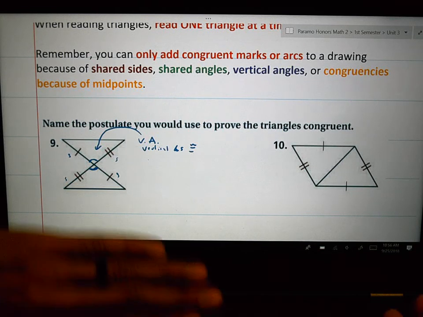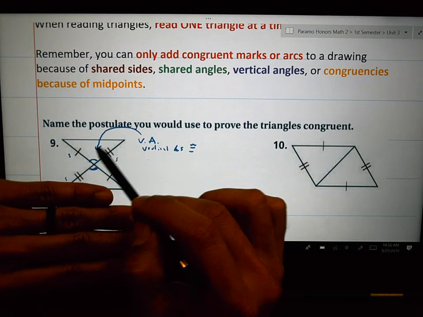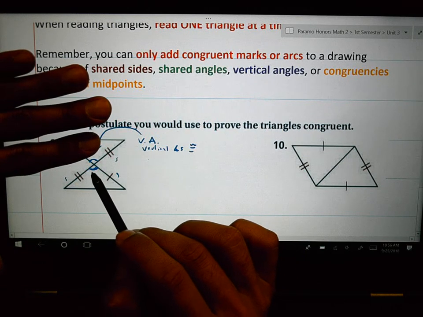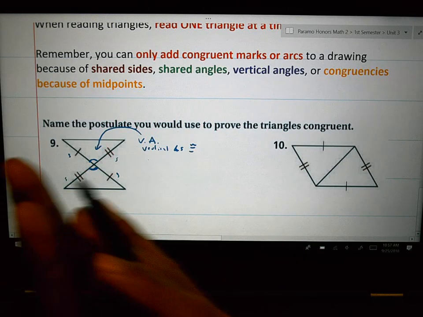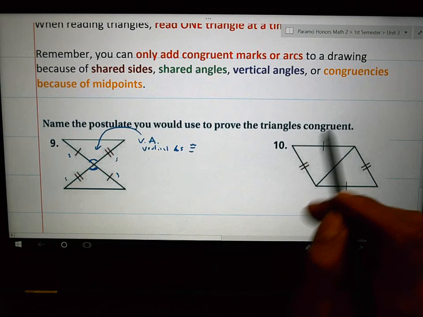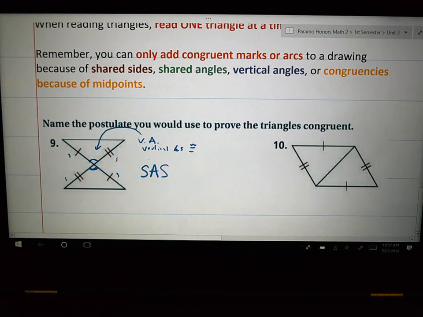Now, one triangle at a time. I have a side, an included angle, and another side. Is that congruent to a side, another included angle, and another side? A side touching an angle touching a side. Name the postulate you would use to prove the triangle is congruent. SAS. If you understood why it's SAS, please raise your hand so I can see how many understand this. Wonderful. That's the majority of my class. I think most of you get it.